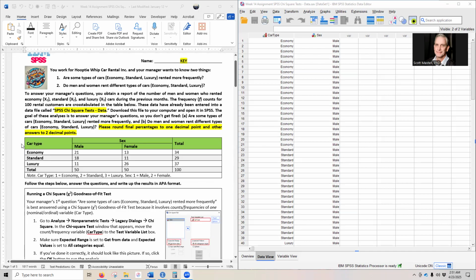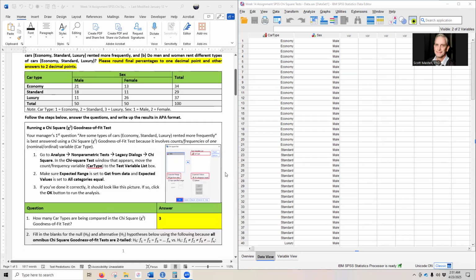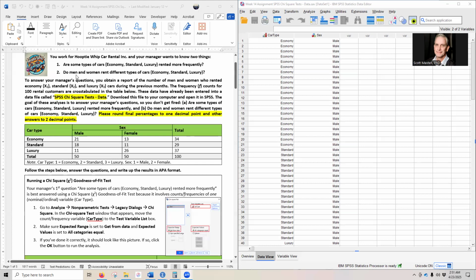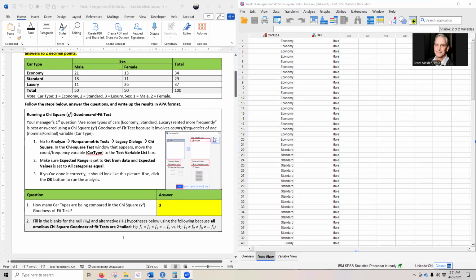This is called a cross tabulation. You can see there's two variables involved, and there are three different types of cars, and there are two sexes. So for the first question that your manager wants to know, basically, do we rent economy, standards, and luxuries differently? So at different rates, different frequencies. Those counts are 34, 29, and 37. Those are the numbers we're going to be comparing.